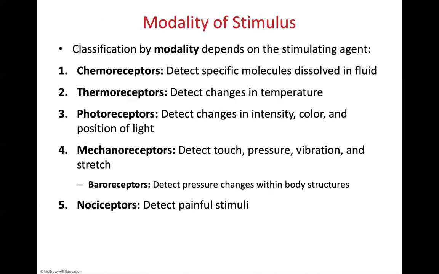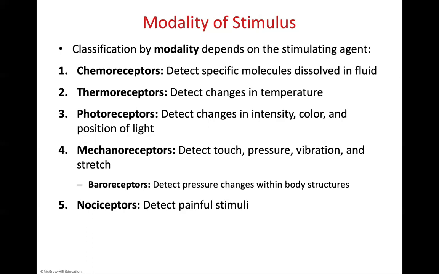Lastly, receptors can be classified according to the modality of the stimulus that they detect. So the classification by modality depends on what the agent of the stimulus is. The first type is chemoreceptors. Chemoreceptors detect very specific molecules that are dissolved in fluid. So chemoreceptors would be smell and taste.